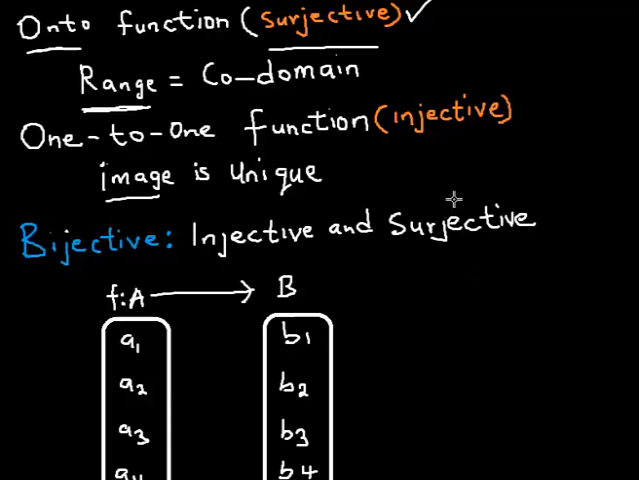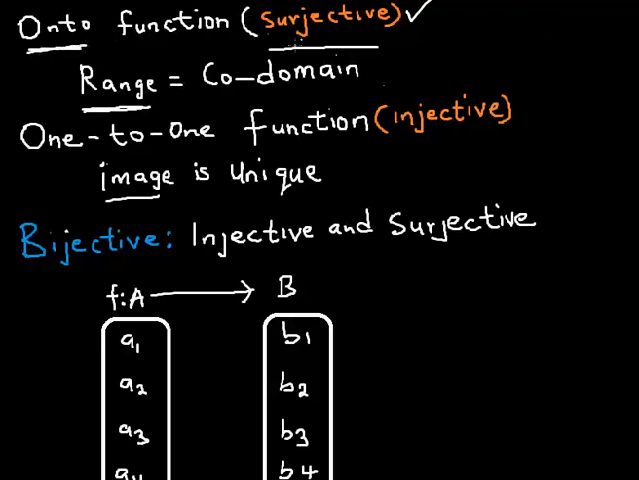Hello, welcome back. All right, still on functions, and here we're going to be looking at different types of functions. So we have these different types of functions, and we're going to be looking at their differences. Now we start with the very first type, which of course is an onto function.